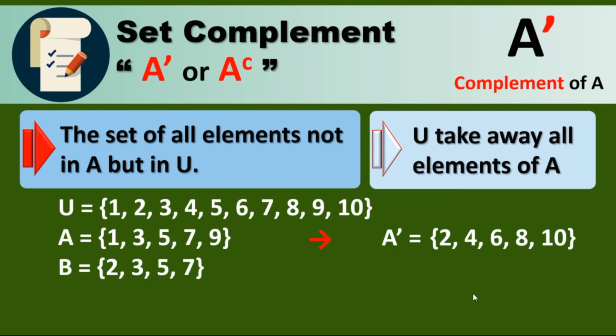How about B complement or B prime? Since B already contains 2, 3, 5, and 7, what is left is 1, 4, 6, 8, 9, and 10. Very good. So that's our 4 operations on set. Let's have now our exercise.